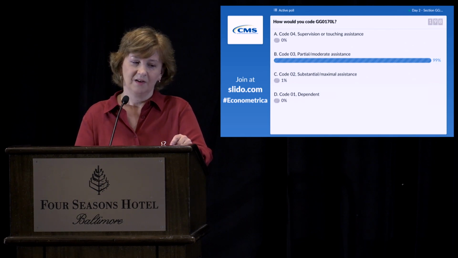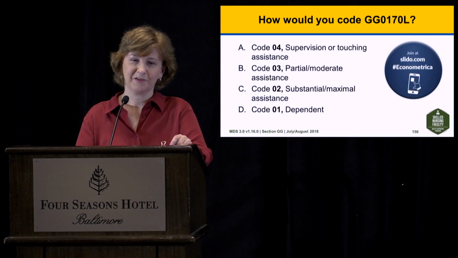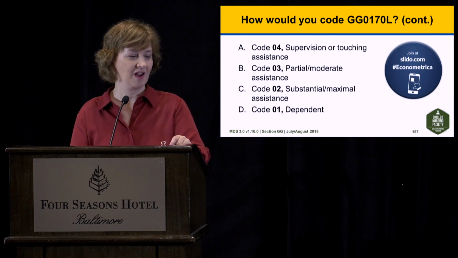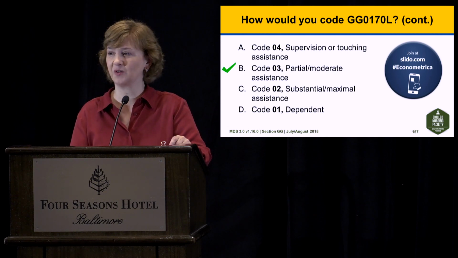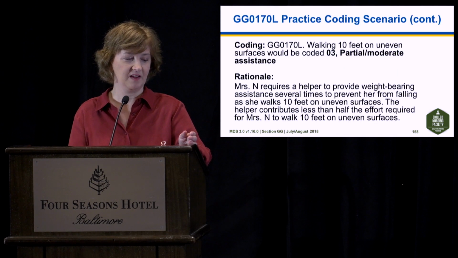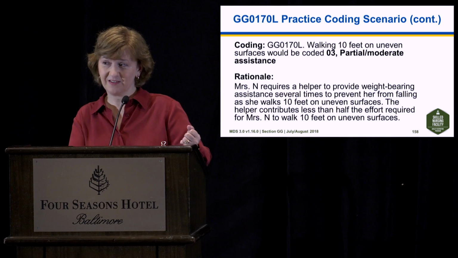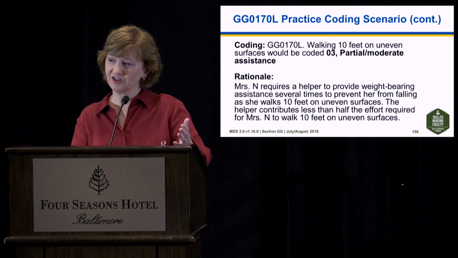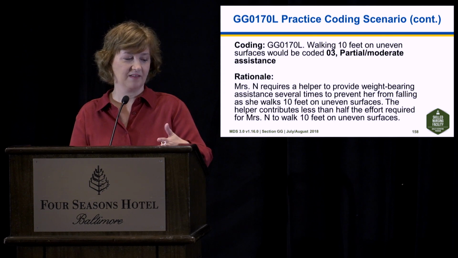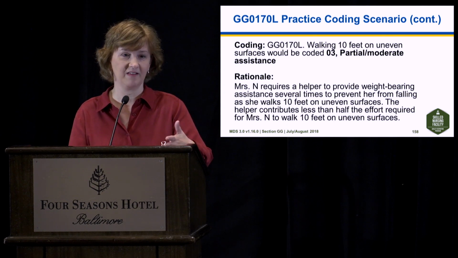Okay, all right, we've got 198. Let's get up to 200. Okay, all right, so the options, 4, 3, 2, or 1, most of you coded 3. I do agree with that. And again, the rationale would be that there is weight-bearing assistance being provided, so it's more than touching, so it's definitely 3 or below. And then it said it was less than half of the time, so that was less than half of the effort.